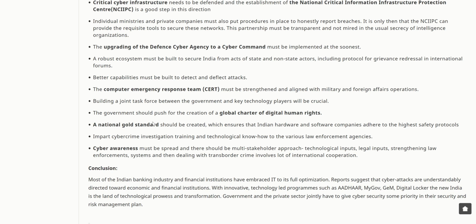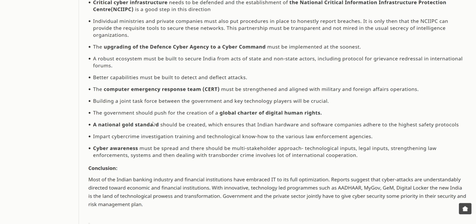The government should push for the creation of a global charter of digital human rights. A national gold standard should be created which ensures that Indian hardware and software companies adhere to the highest safety protocols, and impart cybercrime investigation training and technological know-how to the various law enforcement agencies. Cyber awareness must be spread and there should be a multi-stakeholder approach: technological inputs, legal inputs, strengthening law enforcement systems, and then dealing with trans-border crime, which involves a lot of international cooperation.